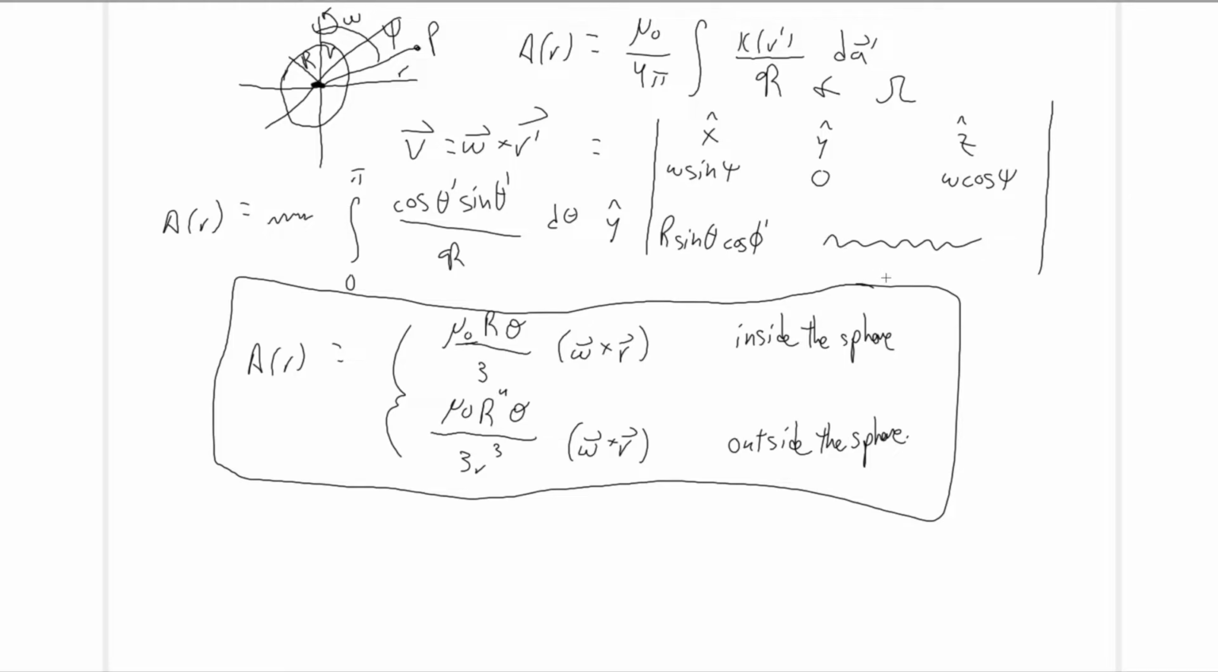The important part now, I'm going to erase this board and do that. But before I do that, just take notice that this depends on omega. So we know that A is proportional to omega. That's going to be useful later.